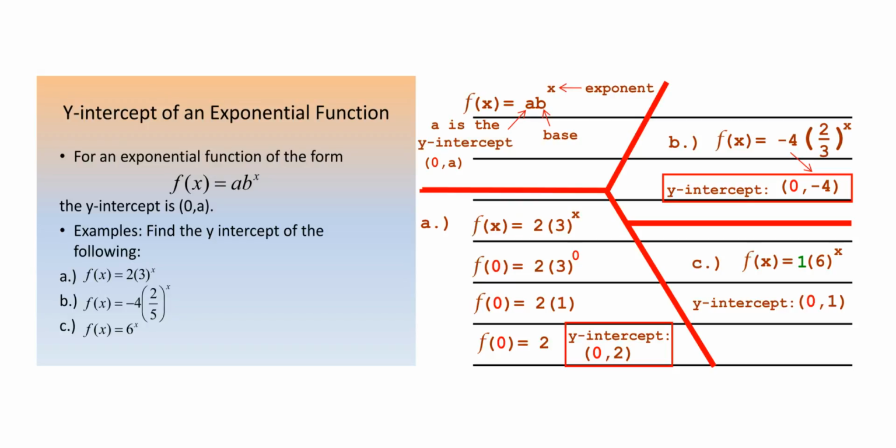So in other words, the y-intercept in this case is 0, comma 1. You can always put a 1 if there's nothing before the base value. So there is our y-intercept.